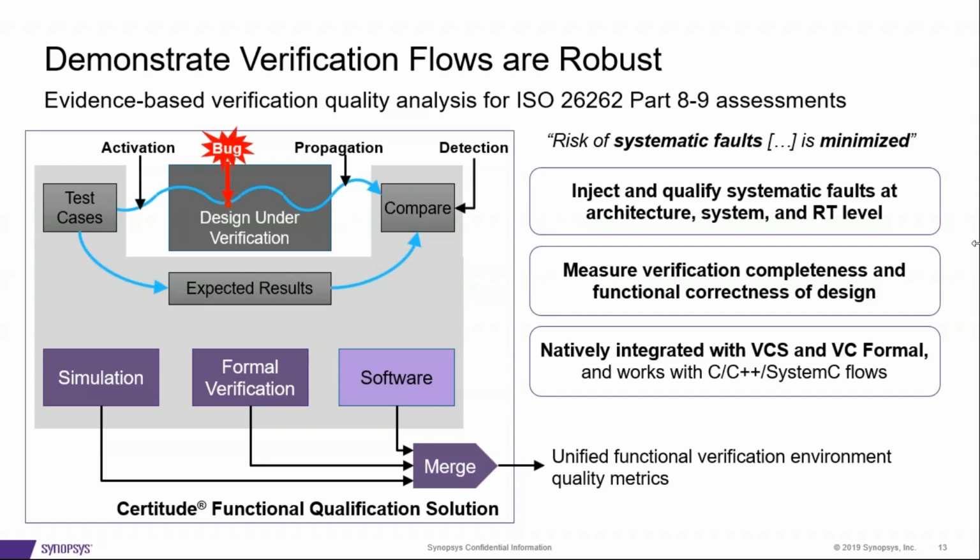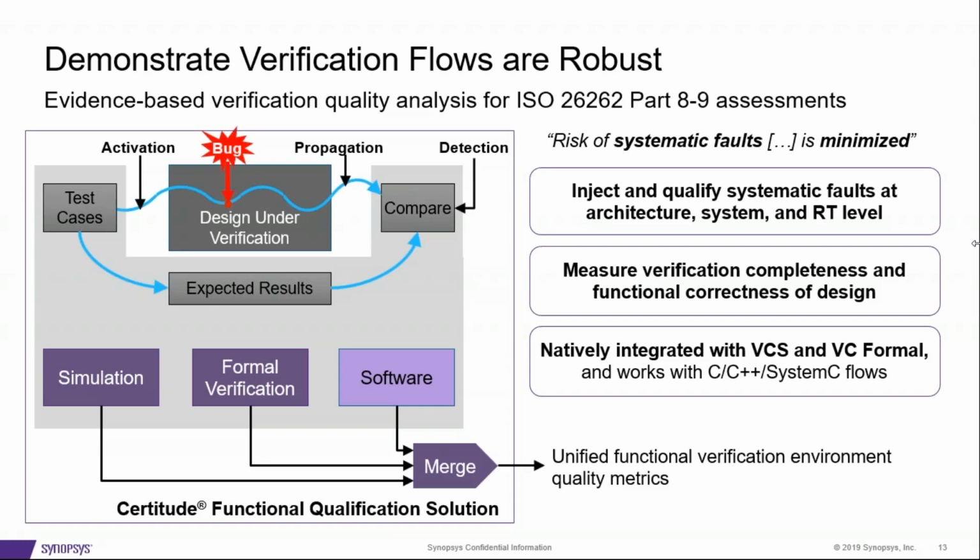You can repeat the same thing for formal verification for those parts of the design that use formal testbenches. You can apply the same methodology for software. The product itself, Certitude, has support for C, C++, and SystemC flows. It has support for RT level verification environments. So the design can be Verilog, it can be VHDL, and your testbench can be UVM, it can be SystemVerilog. And that's something that will allow you to tick those boxes. These are parts 8 and 9 in the ISO 26262 document.